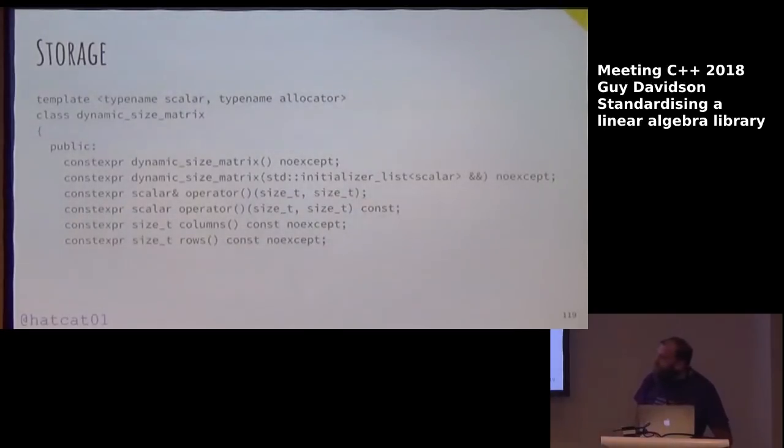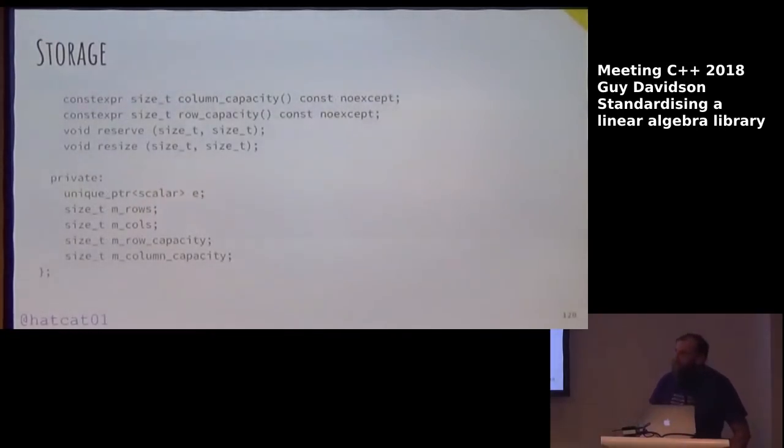Again, nothing too surprising there, I hope. We've got the columns and rows functions. One would hope they're noexcept, and they're bound to be const. We've got the accessors, we've got an initializer list, as well as a default constructor. But now we're looking at a container. We have to add column and row member functions to query the size of the matrix, and also reserve and resize functions because containers. That's what you do with containers.